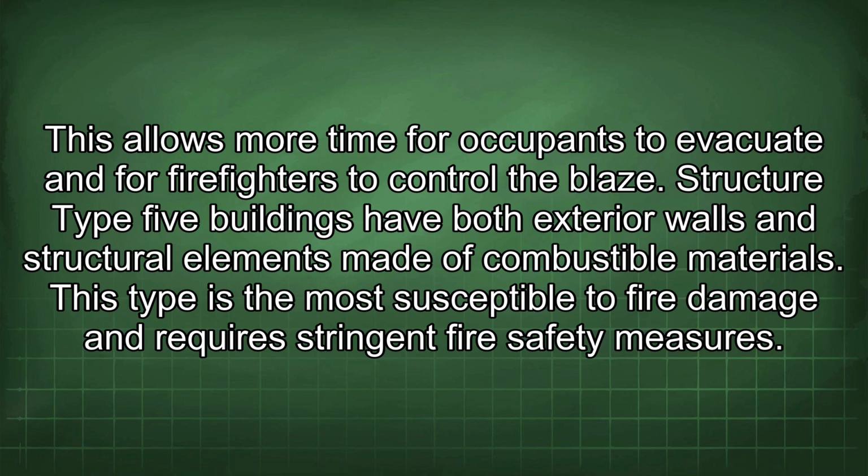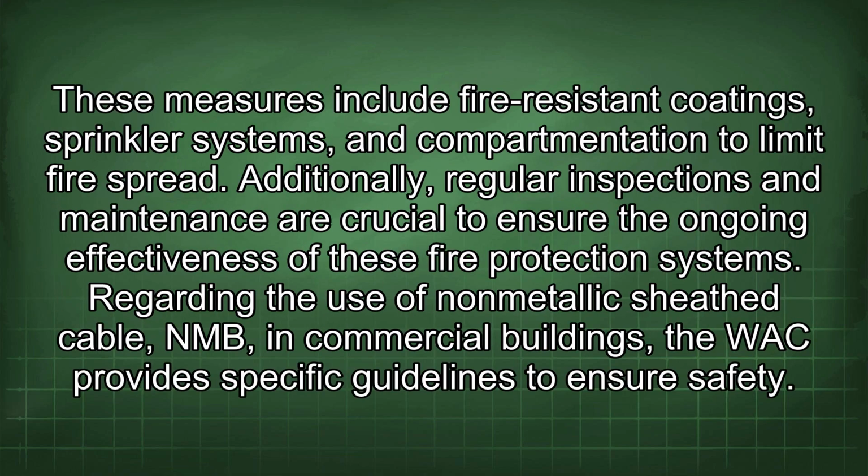Structure Type 5 buildings have both exterior walls and structural elements made of combustible materials. This type is the most susceptible to fire damage and requires stringent fire safety measures. These measures include fire-resistant coatings, sprinkler systems, and compartmentation to limit fire spread. Additionally, regular inspections and maintenance are crucial to ensure the ongoing effectiveness of these fire protection systems.